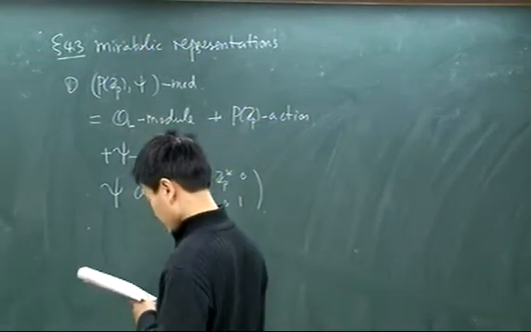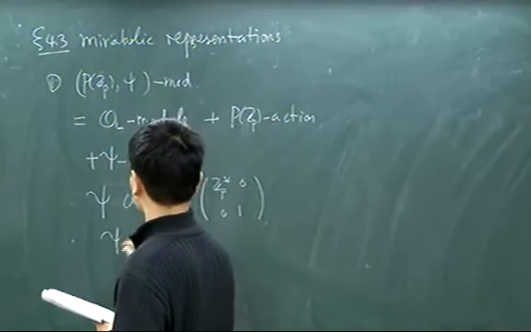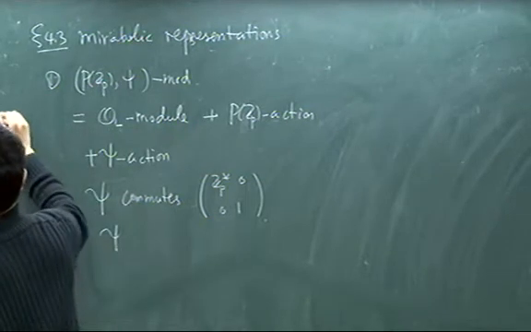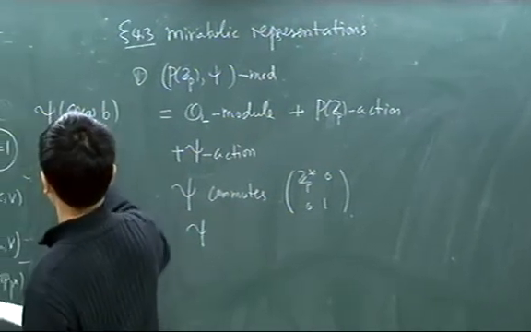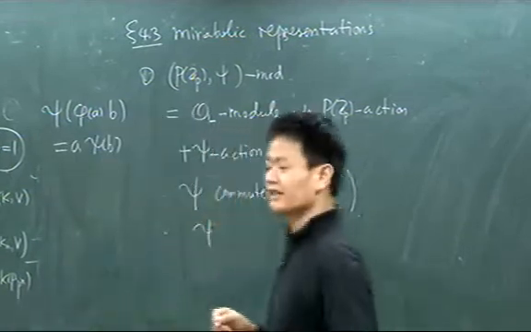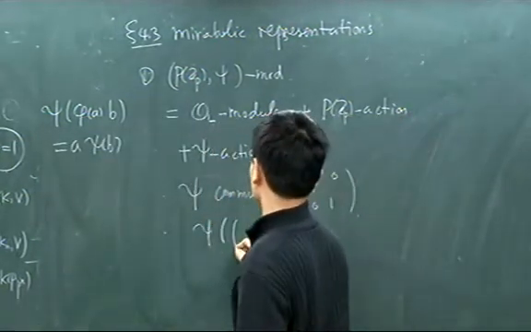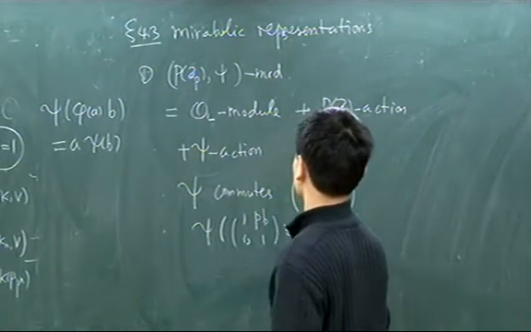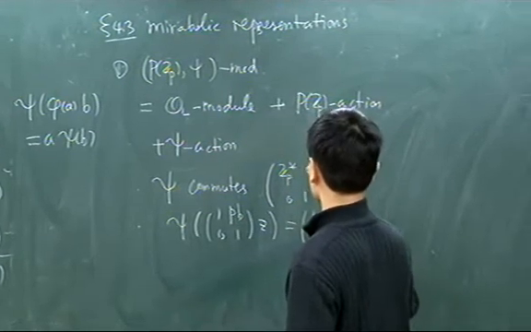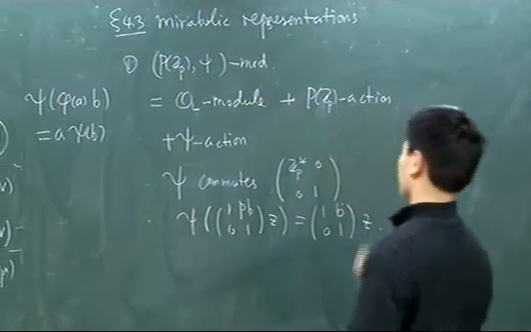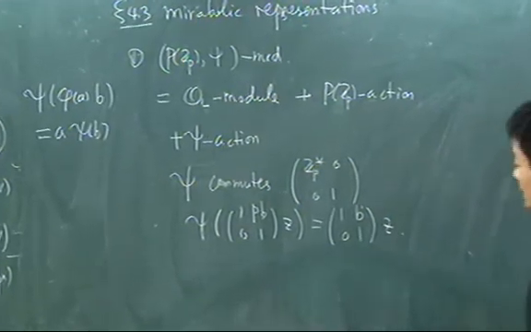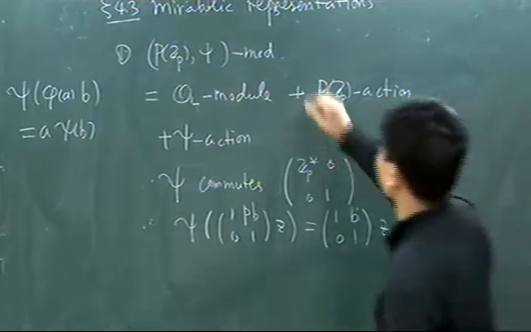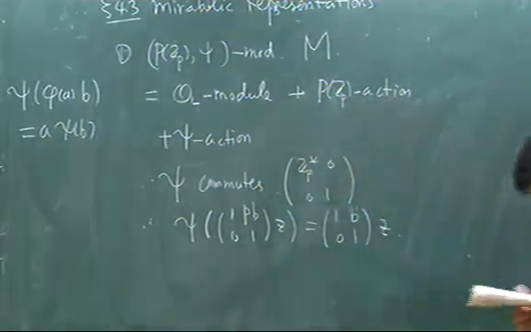The second is psi of phi(a) b is a psi(b). The same thing is here: psi of (0 p; b 0 1) z is (1 b; 0 1) z. That kind of condition is from the phi-gamma module, but here it's just for any n.